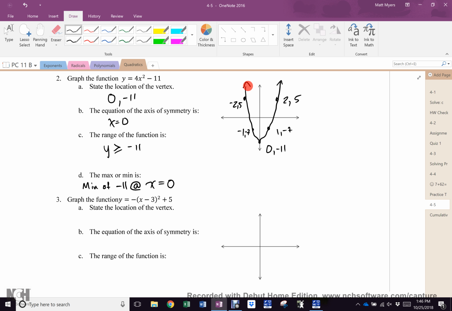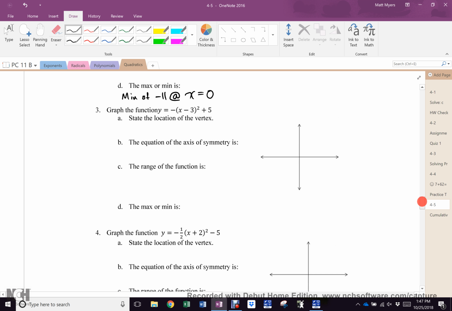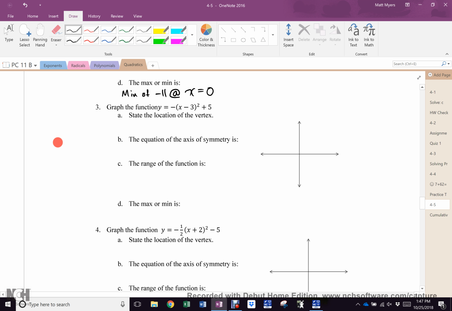All right, you've seen it twice now. I recommend writing down on the side everything I need to know from this. So from this, I know my vertex has to move which direction? It says negative 3, so it really moves right 3 for the x value. It says plus 5, so it really moves up 5.